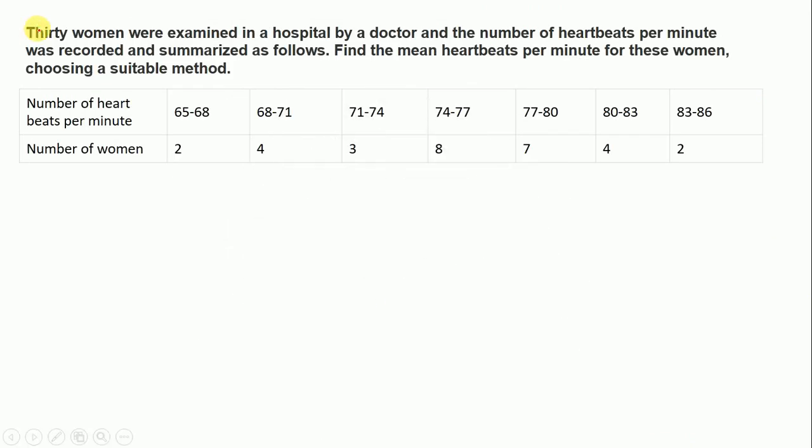Now, 30 women were examined in a hospital by a doctor, and the number of heartbeats per minute was recorded and summarized as follows. Find the mean heartbeat per minute for these women using a suitable method. So just leave everything, we have to find the mean.